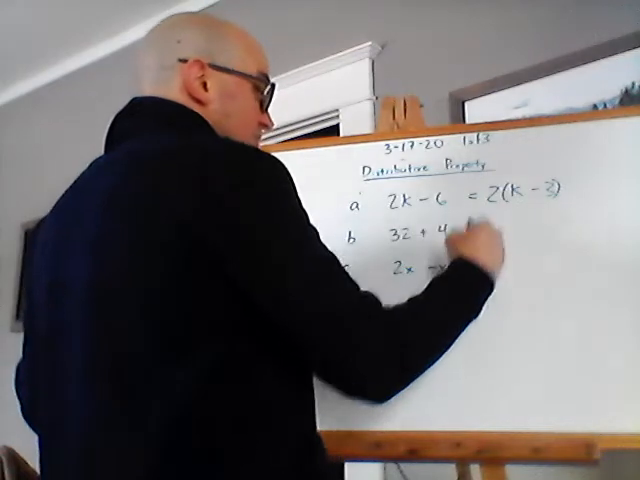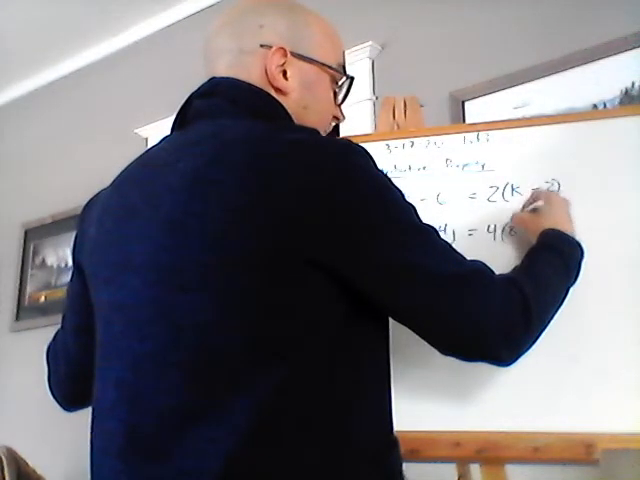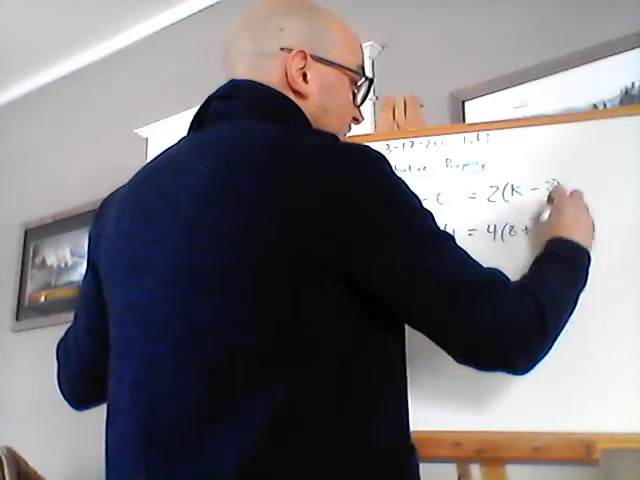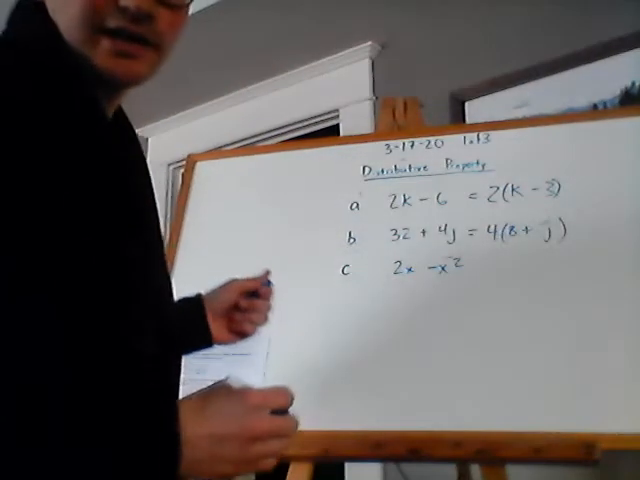32 and 4j have a common factor of 4. I pull out 4 and I get 4 parentheses 8 plus j.